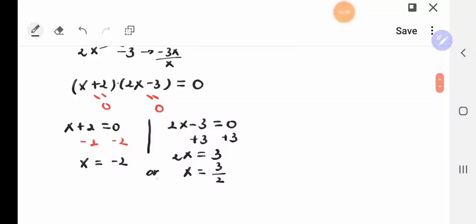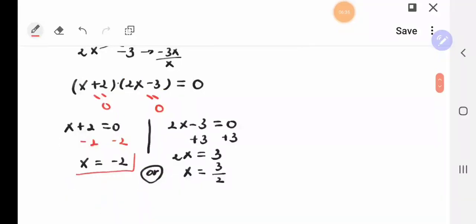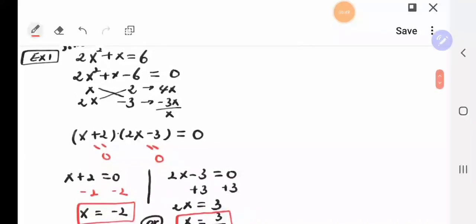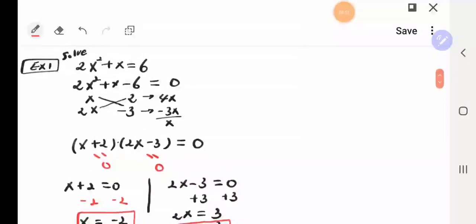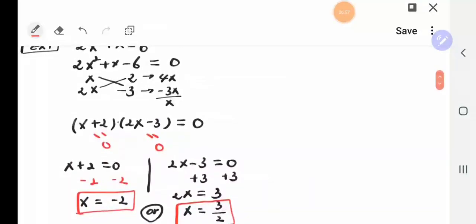So we have two solutions. One is x equals negative 2, and the other one is 3/2. Okay, the final step is to check this answer, but in this case you don't have to check because there is no restriction for this equation. We know that there's no restriction, so there are two solutions, negative 2 and 3/2.